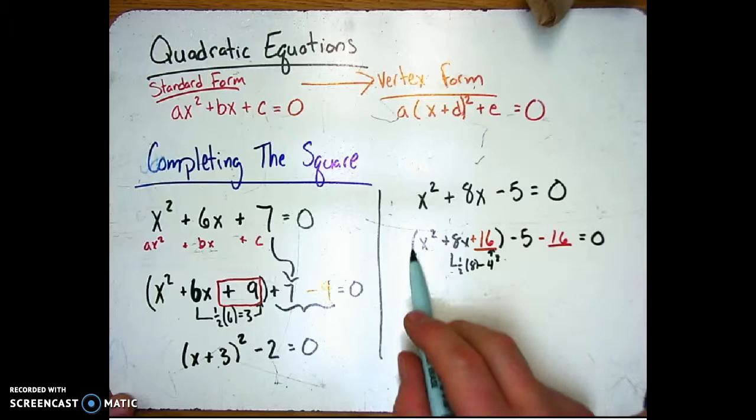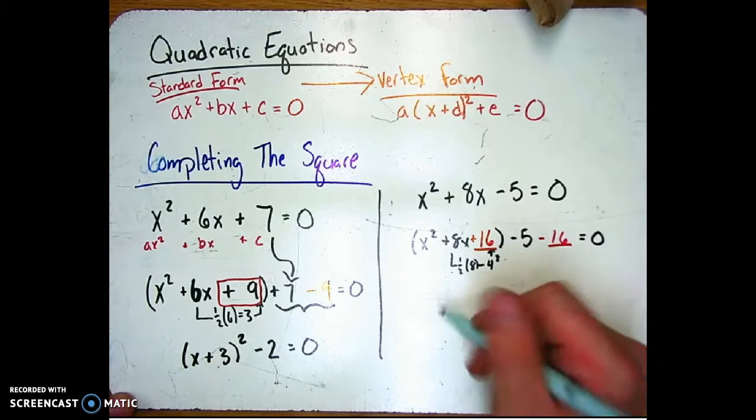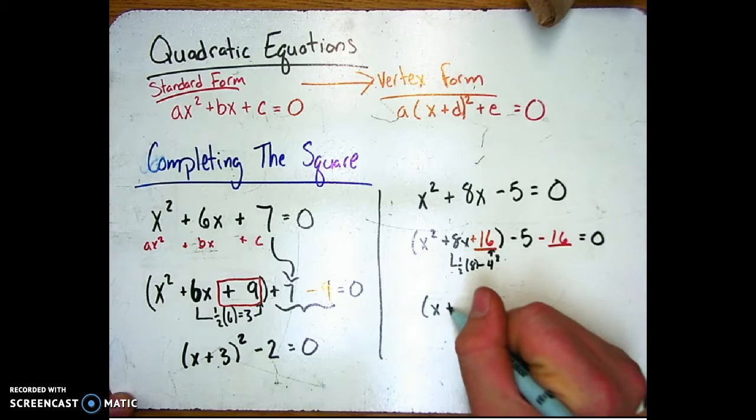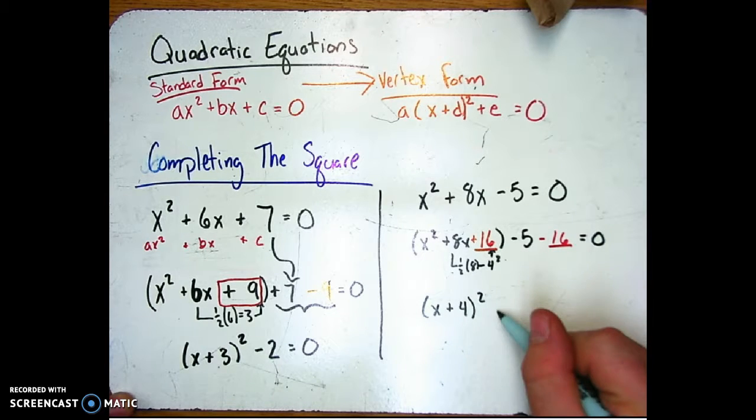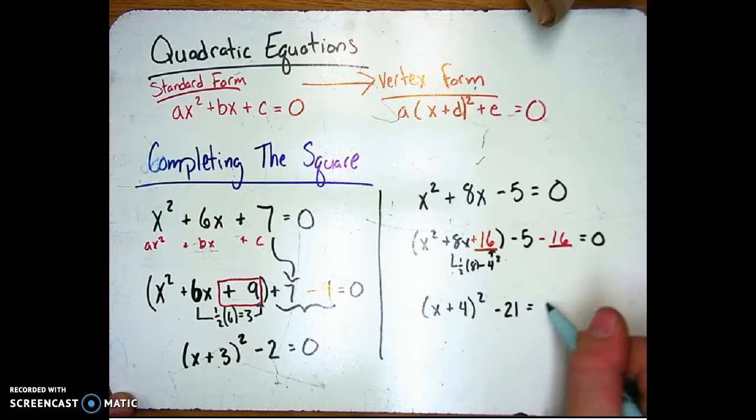So x squared plus 8x plus 16, that's just x plus 4 squared. Minus 5 minus 16 is minus 21 equals 0.